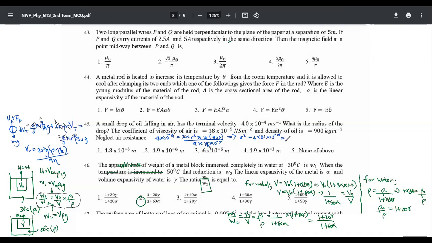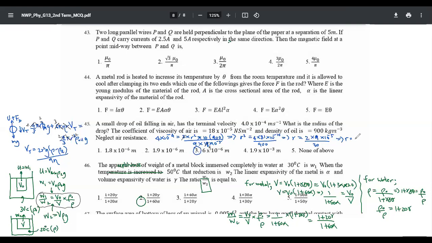So I have 4 into 81 into 10 to the power minus 10. No, that's all. And then you divide it by, I have a 900 here. And r will be equal to square root of all this. 2 into 9 into 10 to the power minus 5 over square root of 900 is 30, isn't it? So r equals 2 into 9 over 30 is 3 over 10. 6 into 10 to the power minus 6. Third answer. Third is the answer.